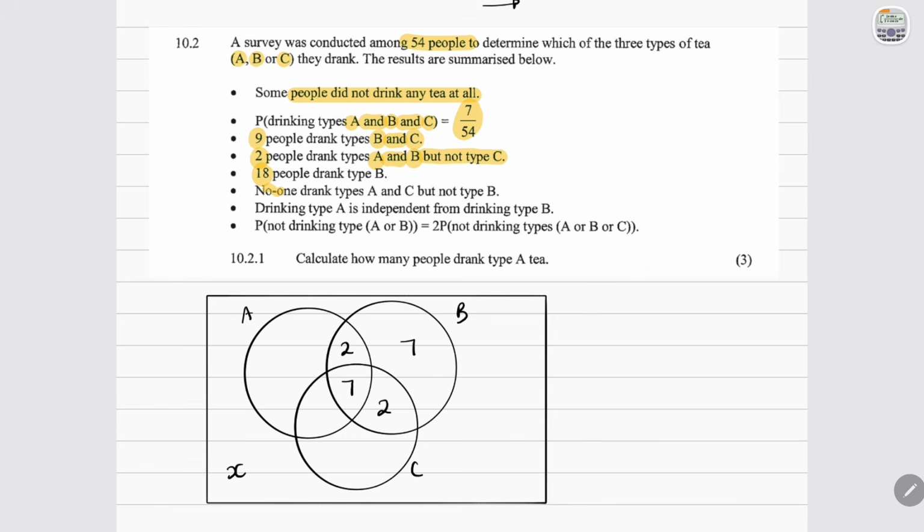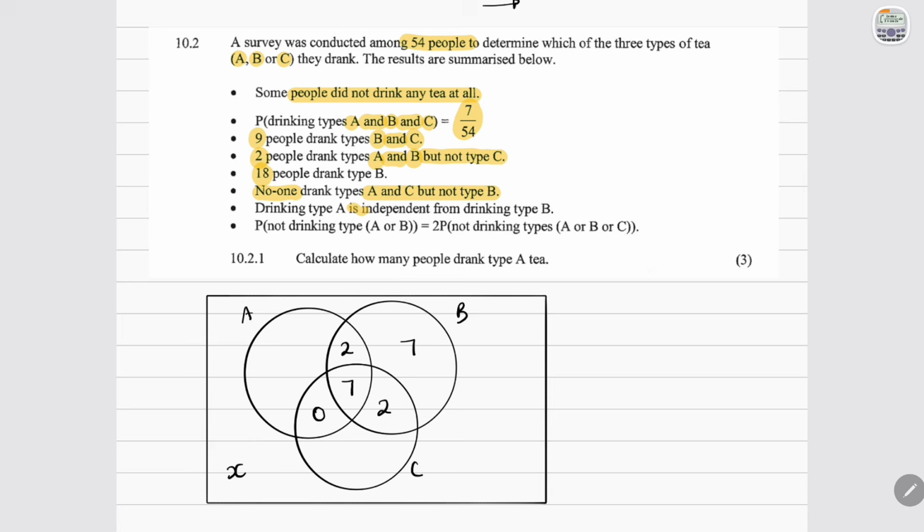And then they say no one drank types A and C, but not type B. So no one would mean 0 people, okay? So 0 people drank types A and C, so that's the intersection of A and C, but then they say not type B, so excluding B. And so that would be this over here. That means these people, there was 0.